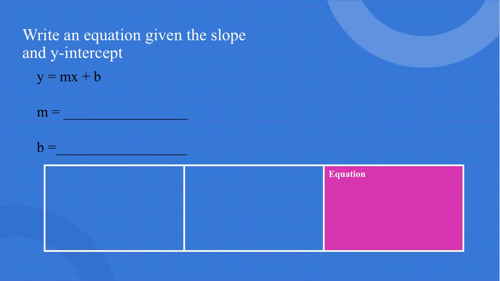So here's our equation. We're going to write an equation when we are given the slope that we mentioned and the y-intercept. Now, remember slope is how far it's rising and how far it's running, and that could be a negative slope as well. The y-intercept is where this line is going to cross along our vertical axis.